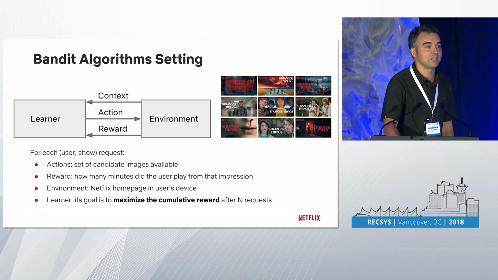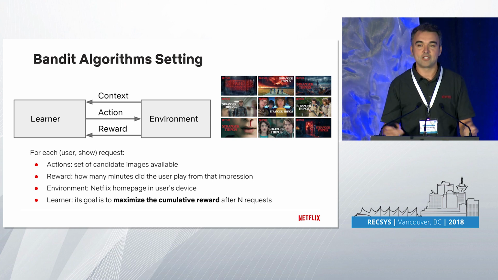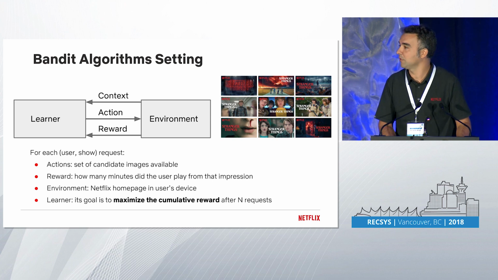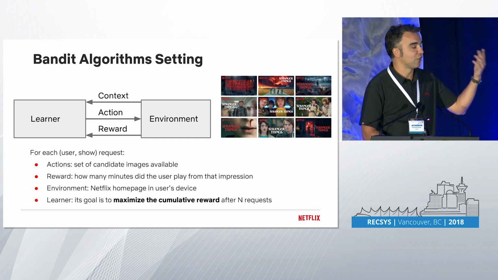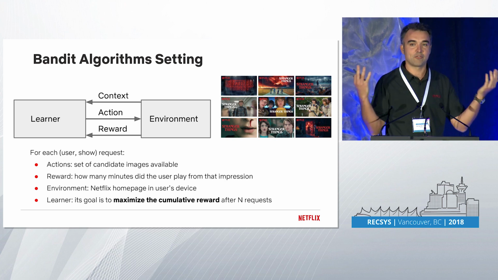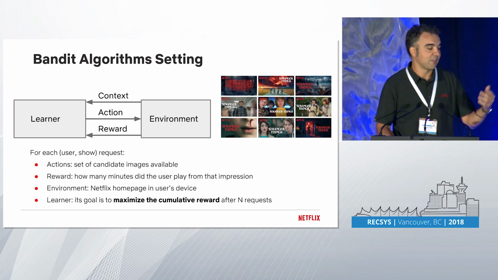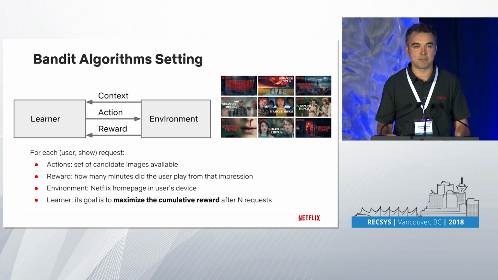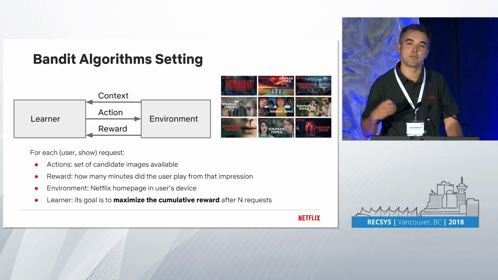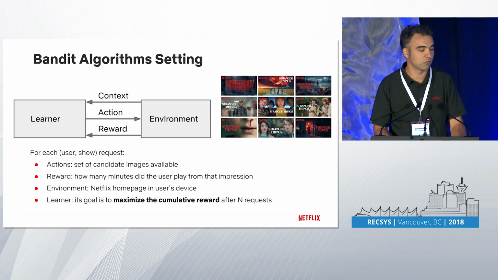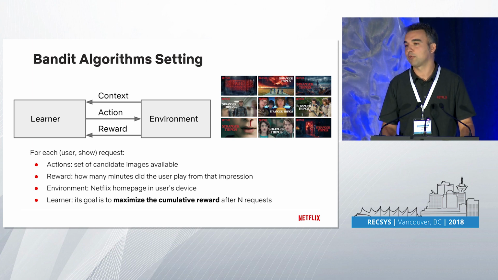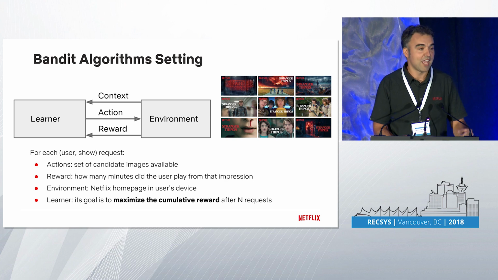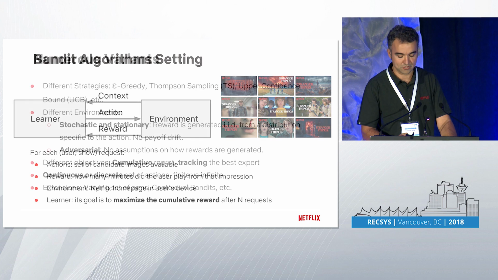So fortunately, this problem actually fits really well into a multi-arm bandit problem. This is a diagram in textbook style. The actions are going to be the finite set of images that you have for that show. The reward, you can define it in many ways, but we'll keep it simple, and let's say it's the number of minutes that the user played after seeing the image. Fortunately for us, the environment is really controlled. It's basically the Netflix app or homepage, so we have everything under control. And really the goal is to maximize that reward over a finite number of sessions.